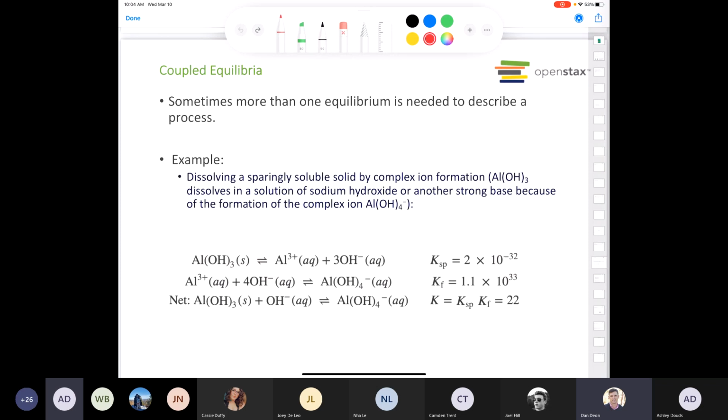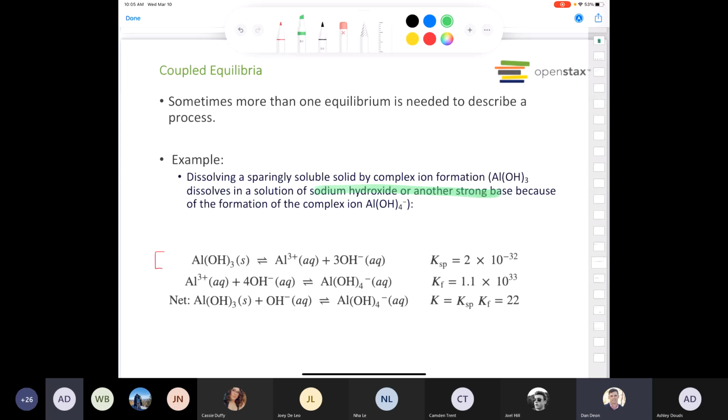Well, the answer is I'm going to take advantage of Le Chatelier's principle. I'm also going to take advantage of the fact that the aluminum cation can form a coordination complex, which has a really high Kf of 1 times 10 to the positive 33. So if I take my aluminum hydroxide and I have very little aluminum ions in solution, but I jack up the concentration of hydroxide, how would you do that? By adding sodium hydroxide or another strong base.